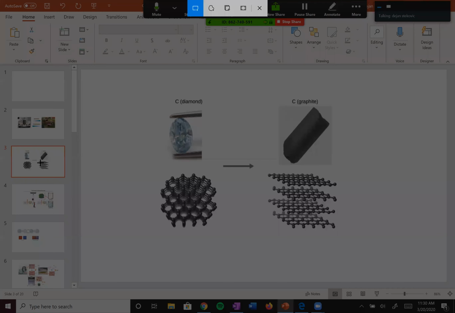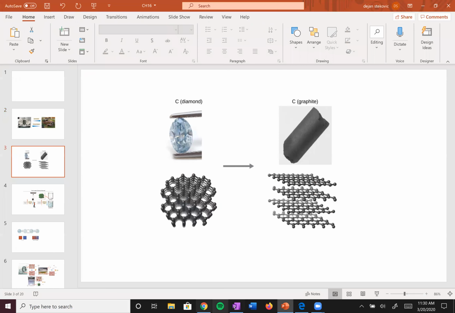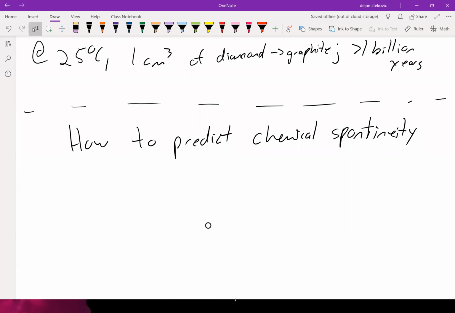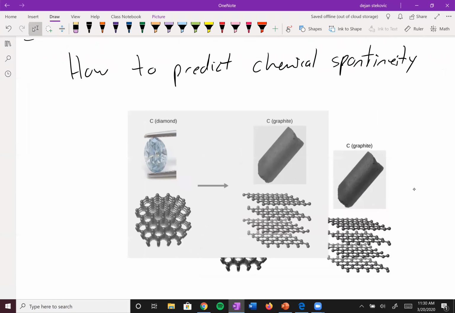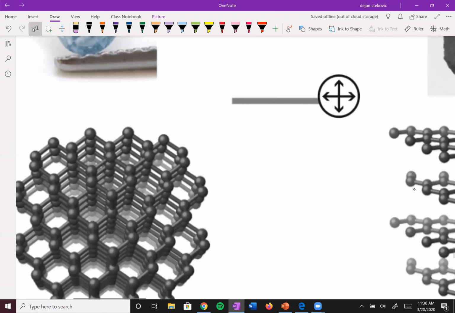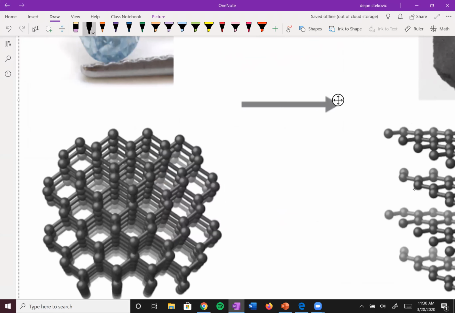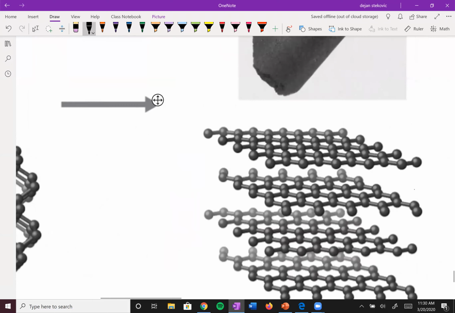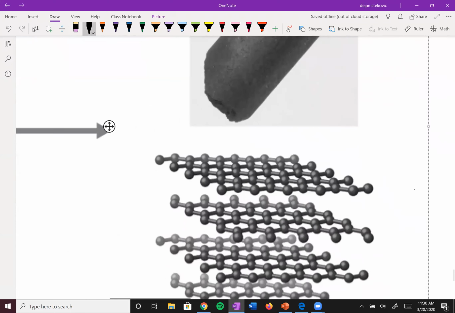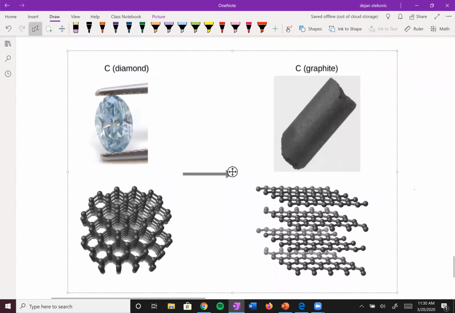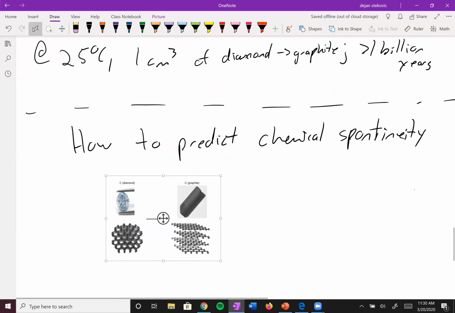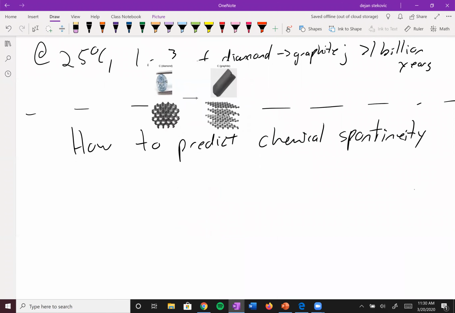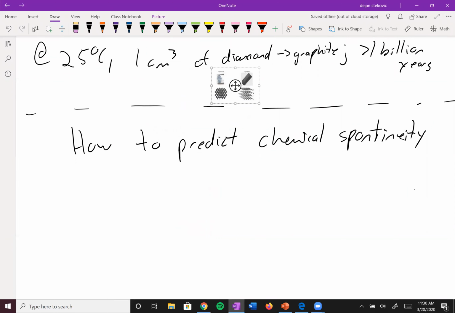There's a picture of diamond and graphite. So on the left here, you see diamond. These carbons all have 4 bonds, so they're sp3 hybridized. And over here you have graphite. These carbons only have 3 bonds each, or are bonded to 3 things, and so they are sp2 hybridized, whereas the diamond is bonded to 4 things.